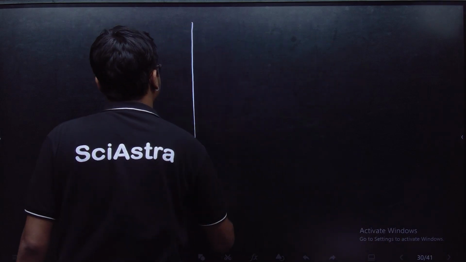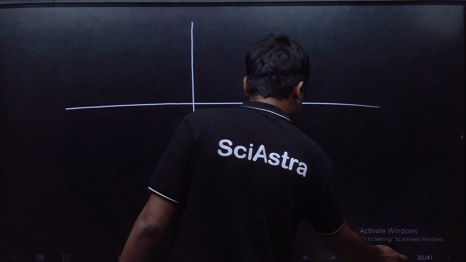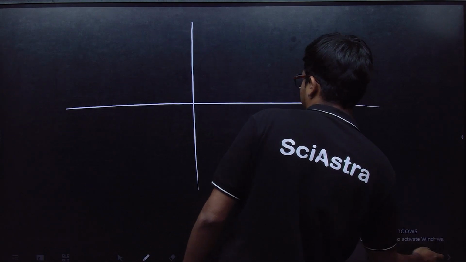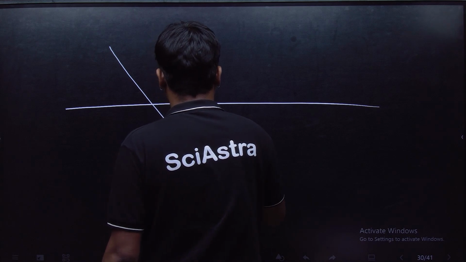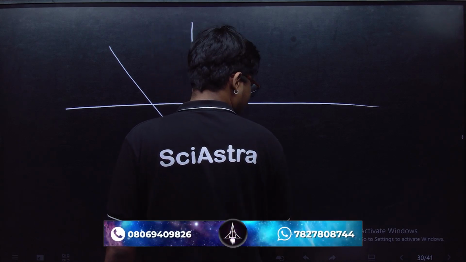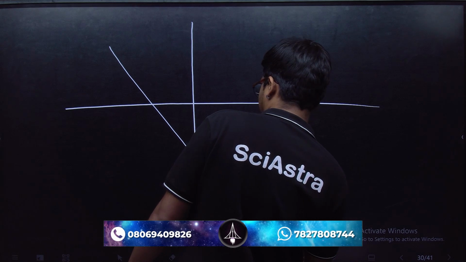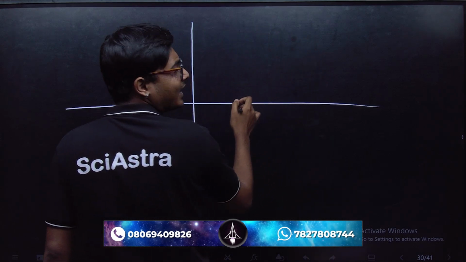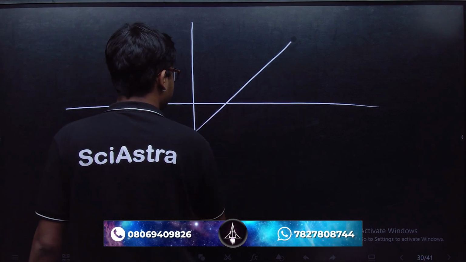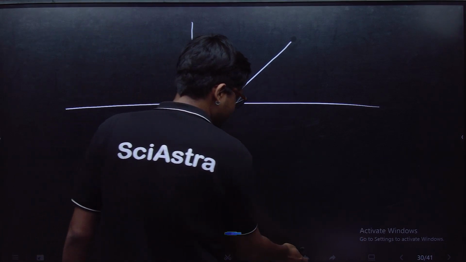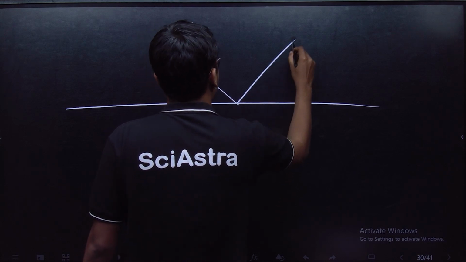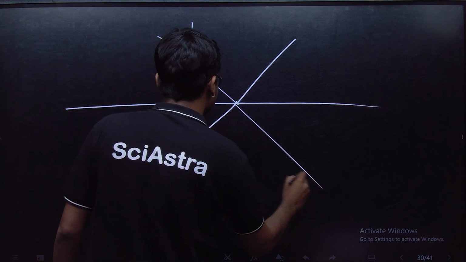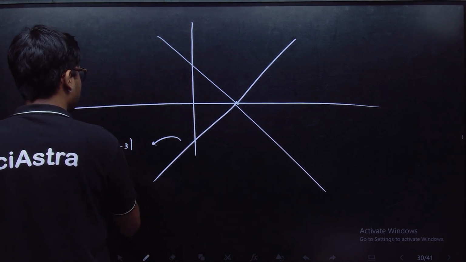So first graph is basically 1 times mod 1 minus mod of x minus 3. What is mod of x minus 3? Mod of x minus 3 looks like this, right? So how do you draw this? x minus 3 is 0 at x equal to 3, and at x equal to 0 it's minus 3. So if I take the mod of this, it will start from here, and you'll get something like this. Minus of this is going to be the opposite of this. This is what you'll get, right?